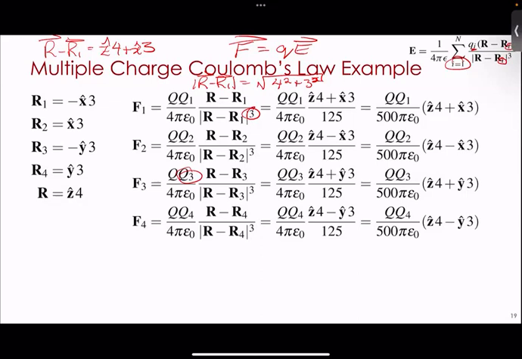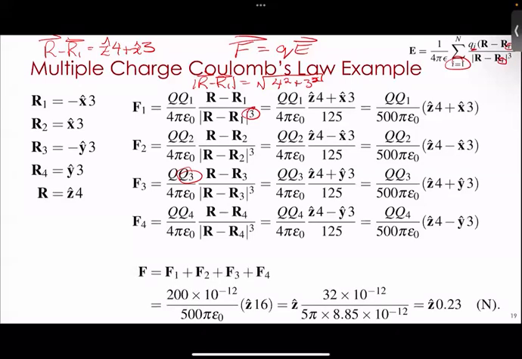If you added up those vectors in the brackets at the end of it, what would you have? Just from the parentheses ones at the end here. Yeah, you'd have z hat 16. The x's would cancel out, the y's would cancel out. Here's the total result here. We still have our 500 pi epsilon naught. We have the z hat 16, like you just said.